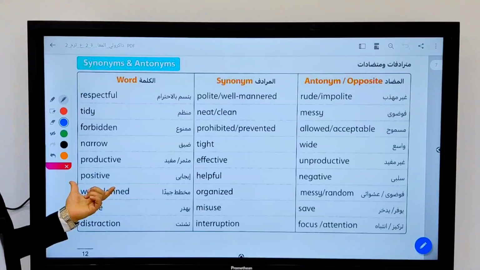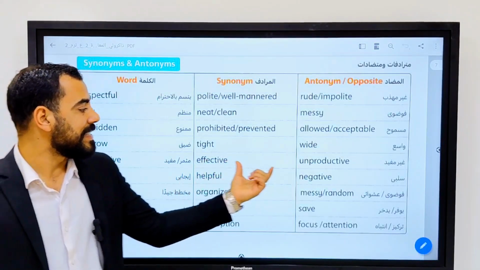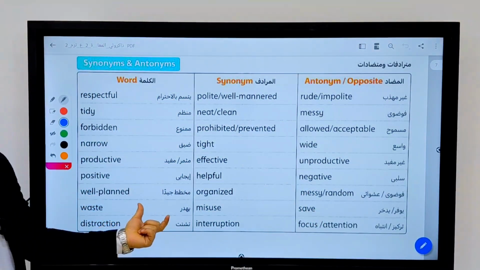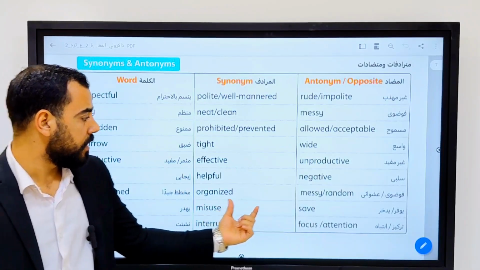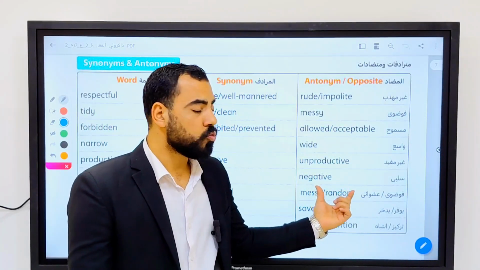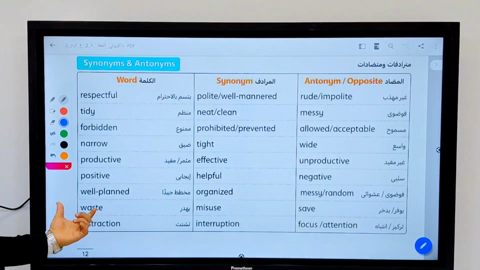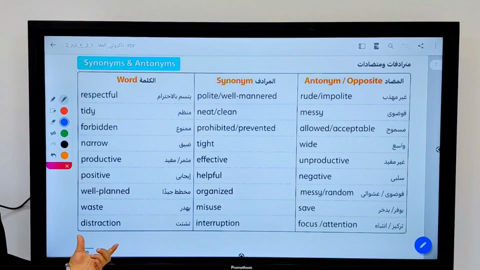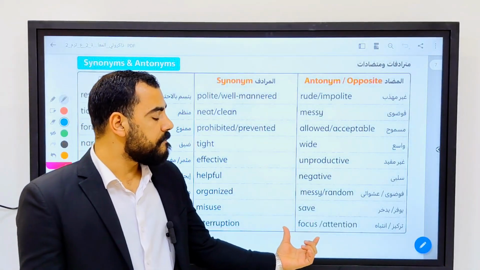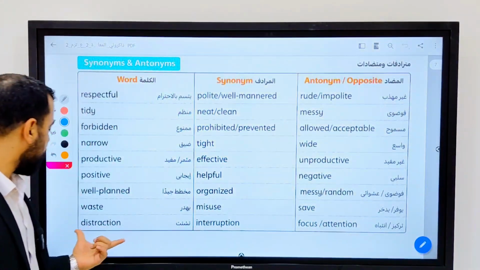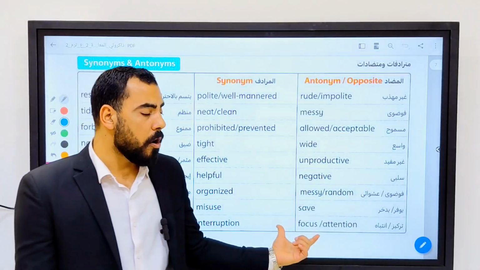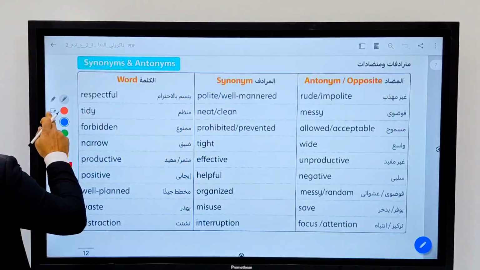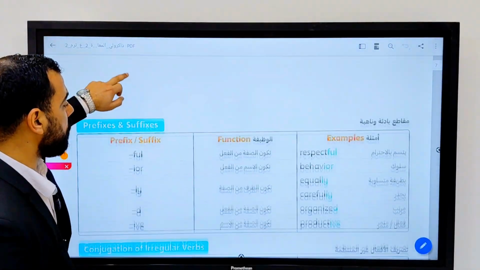Positive, helpful, negative. Well planned, organized, messy, random. Waste, misuse, save. Distraction, interruption, focus, attention. So this vocabulary must be memorized. Let's move to the next page.